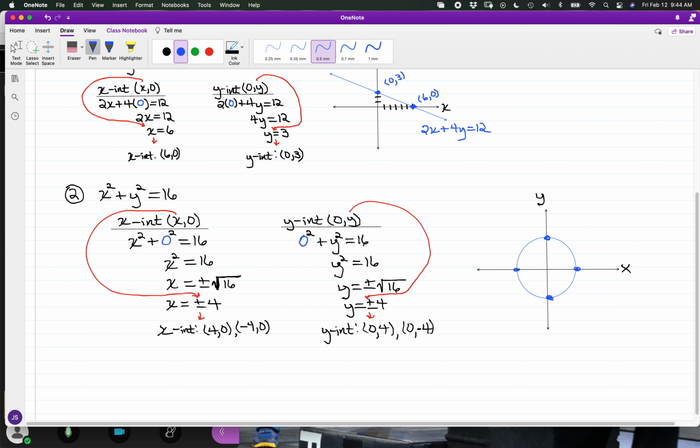And once again, we have two x-intercepts and two y-intercepts. So again, with the x-intercepts, we have (4, 0) as well as (-4, 0). And for the y-intercepts, we have (0, 4) and (0, -4).